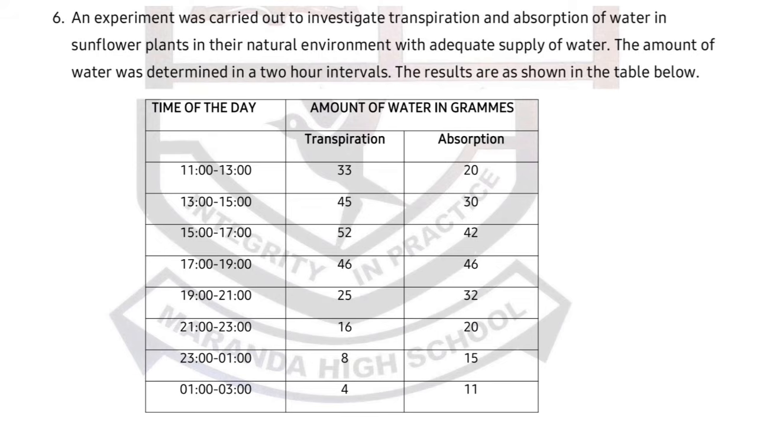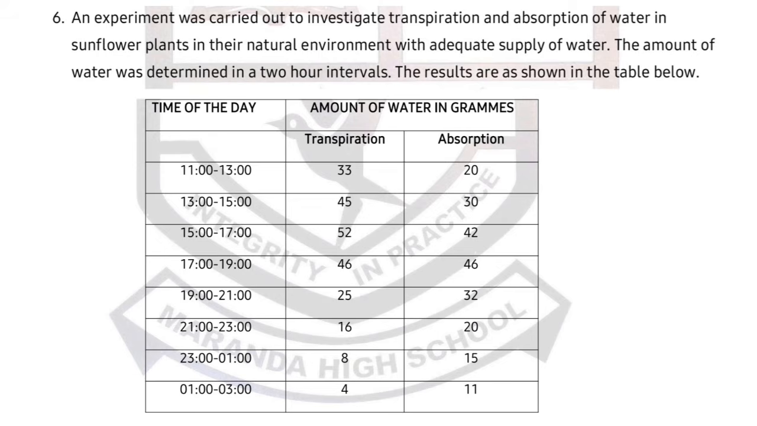Now, if you look at the first interval, this is 11 to 13, that is 11 to 1 p.m. We have more water that is lost through transpiration than what is absorbed. And this makes sense because this is midday at this point, right? So the sun is over the head at this point and it's very bright and hot. Temperatures are high. We are also expecting that we are going to have a high light intensity. Both factors contribute to a higher rate of transpiration.